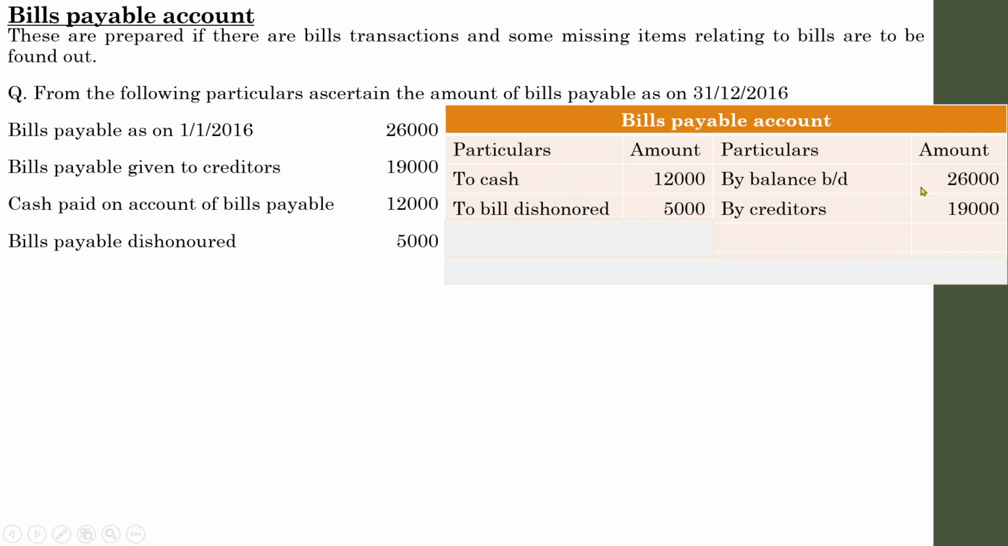So take the totals of these two sides. I hope this right side is having the biggest value. So write down the biggest value in both the columns. 45,000, 45,000. Here there is only 12,000 and 5,000, 17,000. Still some amount is missing. So we can assume that the difference amount is the closing balance of bills payable during the year. So this is how you have to prepare a bills payable account on the basis of details available in the question.